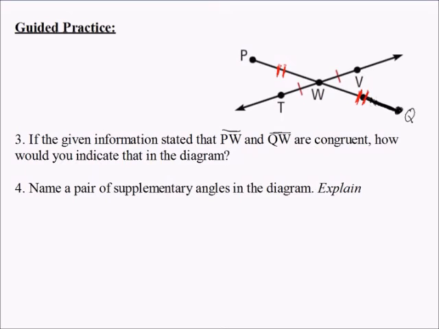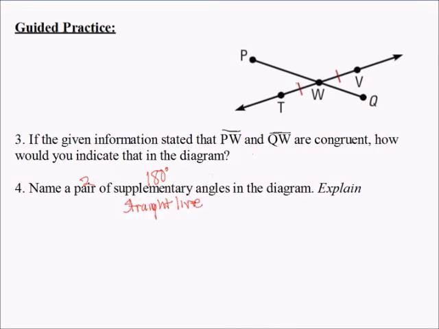And then number 2, name a pair of supplementary angles in the diagram and explain. Okay. Well, supplementary angles, as you guys already know, means 180 degrees. A way to say that is, do we have 2 angles that make a straight line? Because a straight angle is 180 degrees. So we need 2 angles that make a straight line, basically.